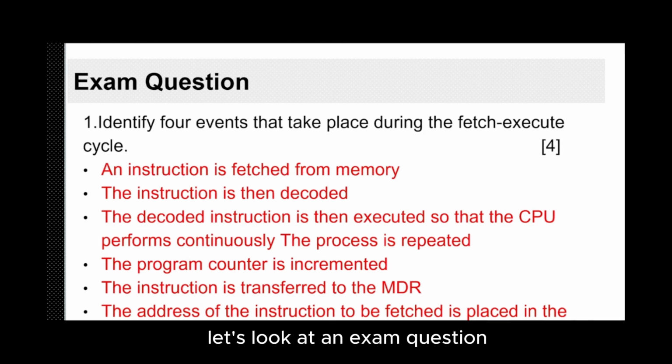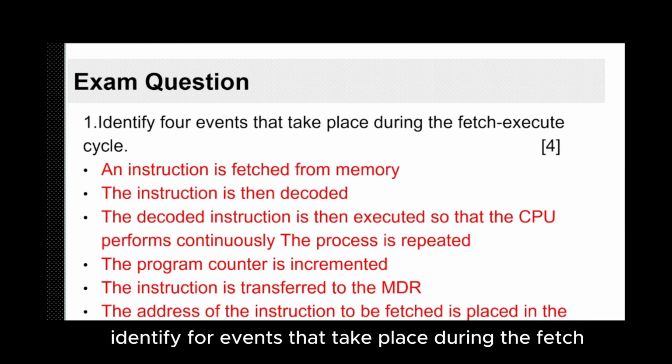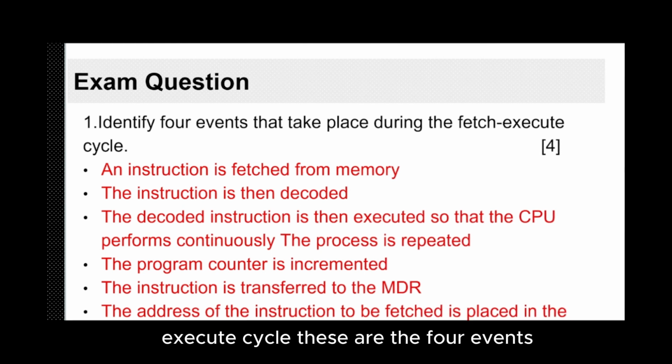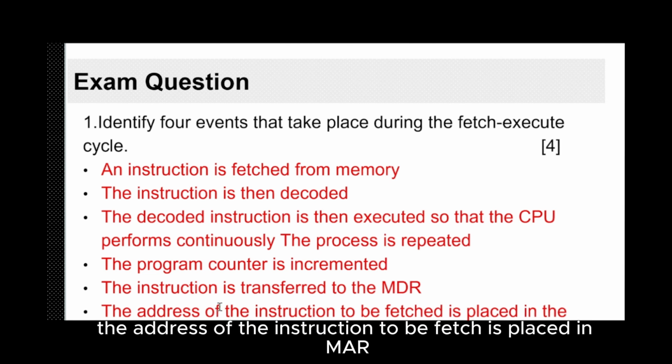So let's look at an exam question. Identify 4 events that take place during the fetch execute cycle. So these are the 4 events. An instruction is fetched from memory. The instruction is then decoded. The decoded instruction is then executed. So that the CPU performs continuously, the process is repeated. The program counter is incremented. The instruction is transferred to the MDR. The address of the instruction to be fetched is placed in an MAR.